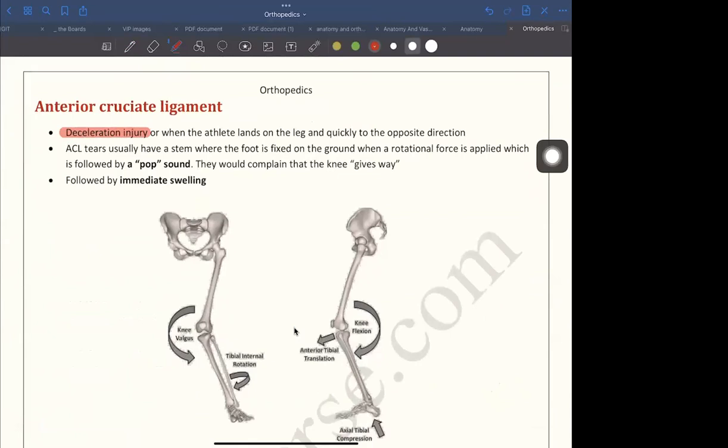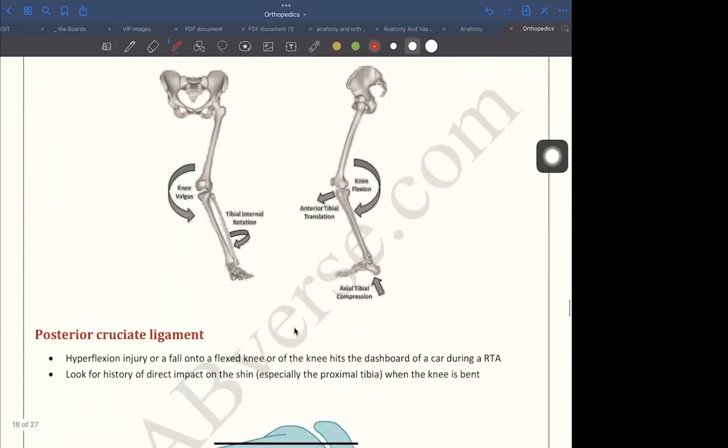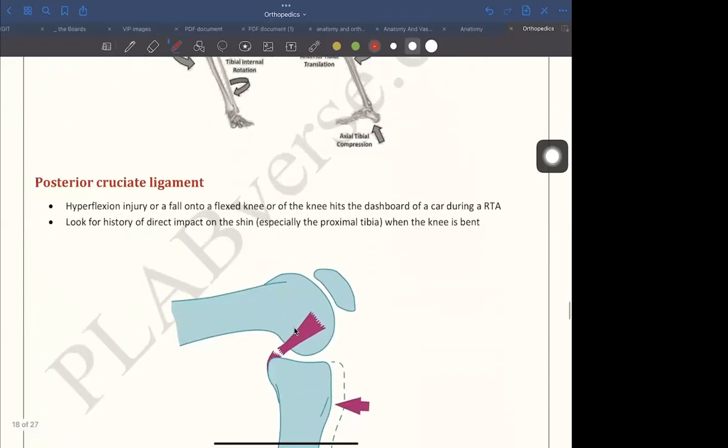When the athlete lands on the leg quickly in the opposite direction, the ACL or anterior cruciate ligament will tear, okay? And they will typically present to you with hearing a pop sound, followed by immediate swelling. The posterior cruciate ligament is on the other side. So it's a hyperflexion injury. Hyperflexion injury leads to injury of the posterior cruciate ligament.